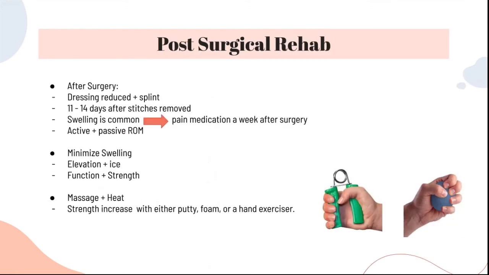The recovery process for each surgery discussed is about the same, with some procedures being longer, such as a complete palmar fascia removal. A few days after surgery, the dressing will be reduced. After that, it will take 11 to 14 days for the stitches to be removed. Swelling is common after surgery, so the patient will have to take pain medication a week after surgery. In the first couple of weeks of recovery, the focus should be on healing and then active plus passive range of motion. Do not use your hand until after the incision has healed, usually about 2 weeks after surgery.